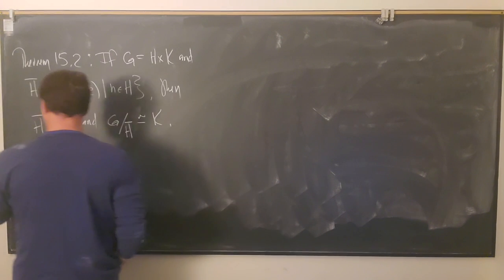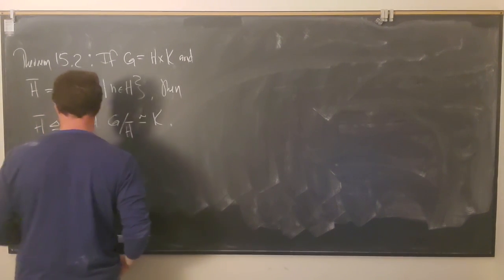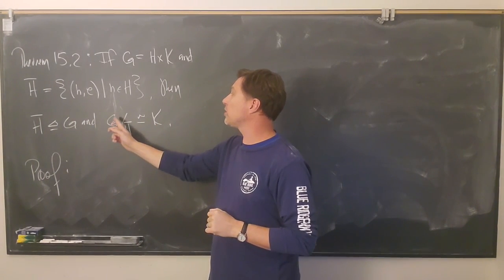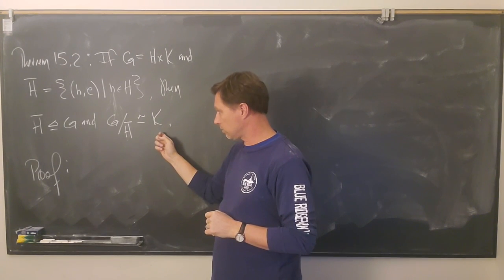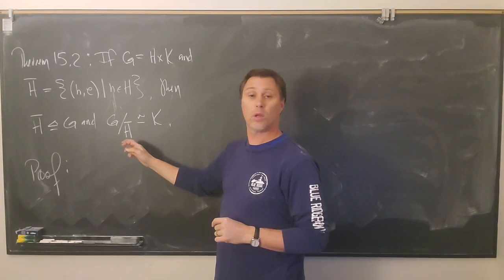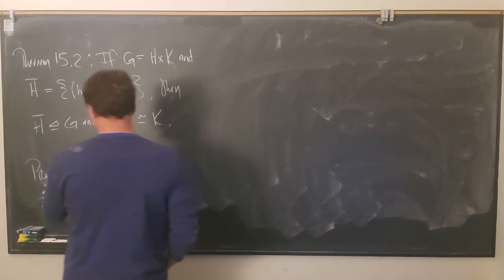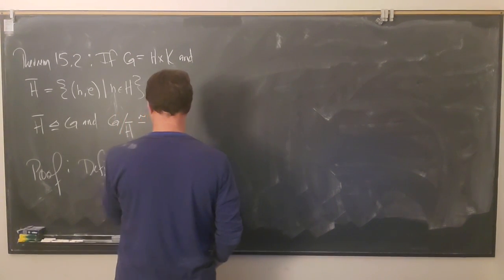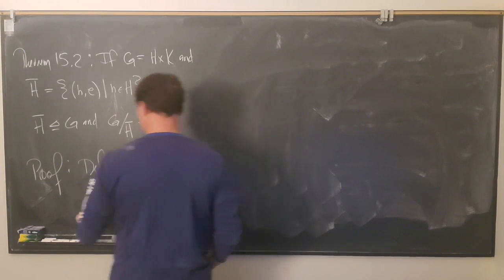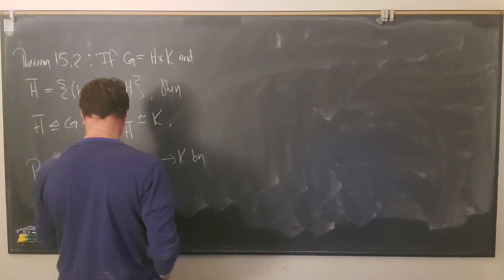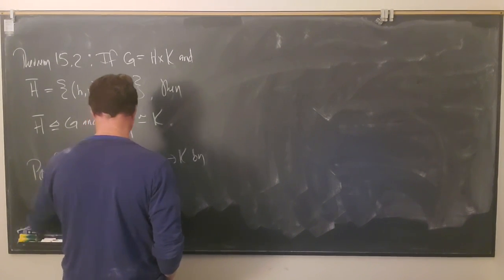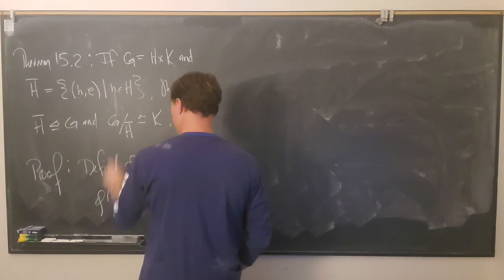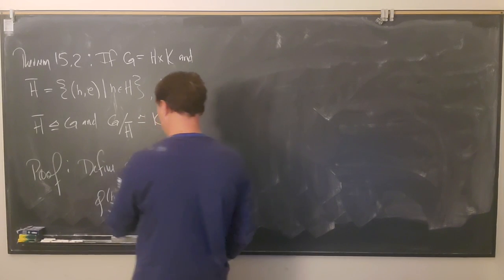For the proof, I want to apply the first isomorphism theorem. Let's think about what we're going to do. We would like to come up with a homomorphism from G to K that's onto with kernel H bar. And there's really an obvious choice here. So let's define phi from G to K by phi of, we need to input an ordered pair, little h comma little k. The output needs to be an element of capital K. The obvious thing to do is to output little k.